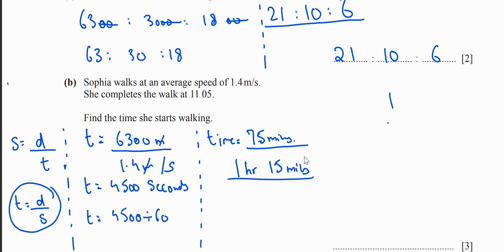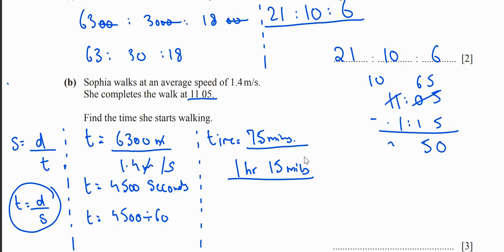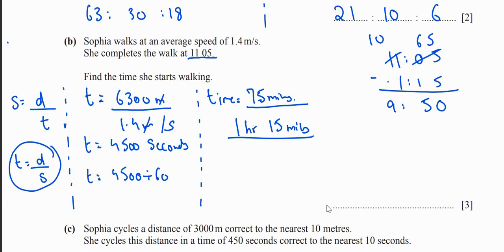So what I will do, 11:05, I will subtract 1 hour 15 minutes from it. Why am I doing that? Because she completes her walk at 11:05. It took her 75 minutes. When did she start walking? So this 11 becomes 10 and this becomes 65 because 1 hour has 60 minutes. So 65 minus 15, that will give you 50. 10 minus 1, that's 9. So basically she has started at 9:50.